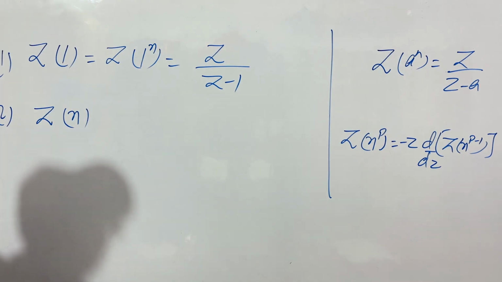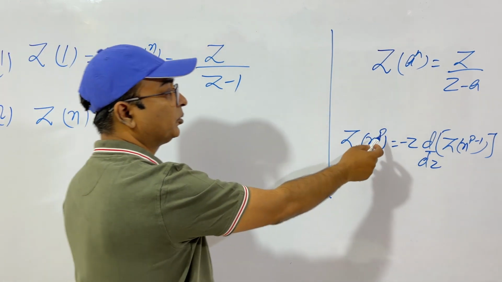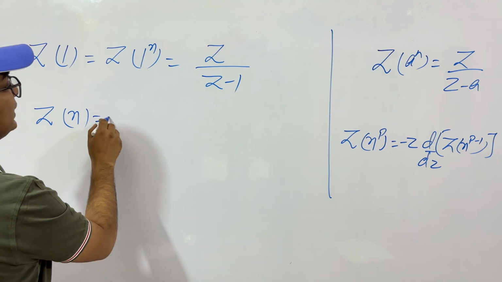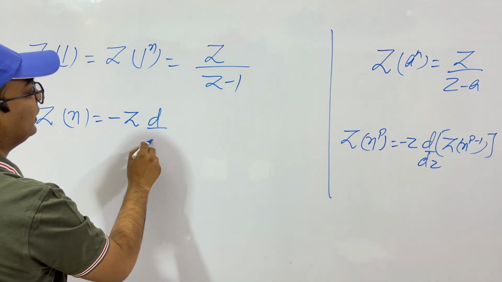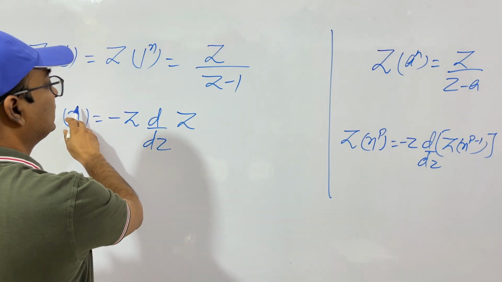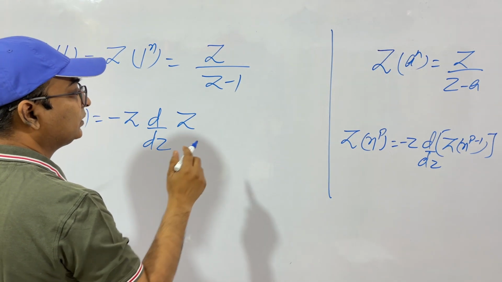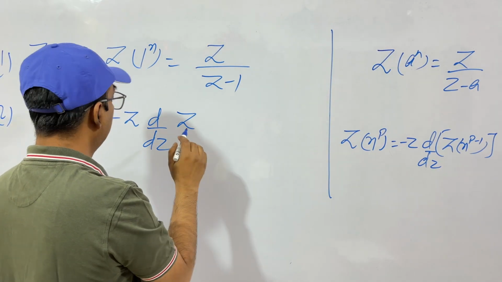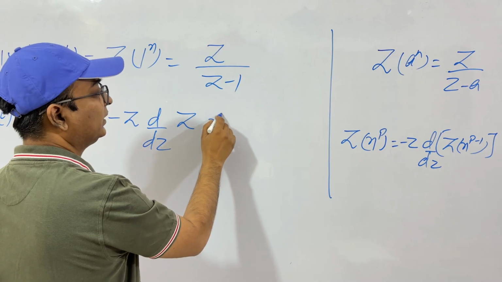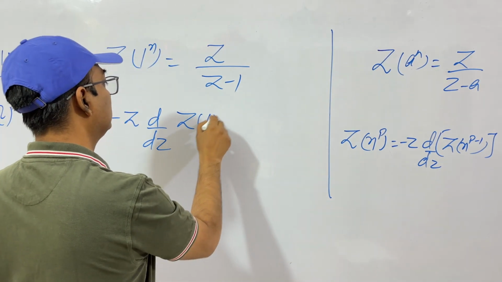Then how can you find it? You can consider it like this, Z of n to the power p, where p is equal to 1. So obviously this will be equal to minus z d by dz of Z of n to the power p minus 1. Since p is 1, 1 minus 1 is 0, so n to the power 0 is 1. If you couldn't understand, let me explain: n to the power p minus 1, with p equal to 1, is n to the power 0, that is 1. So this is Z of 1.